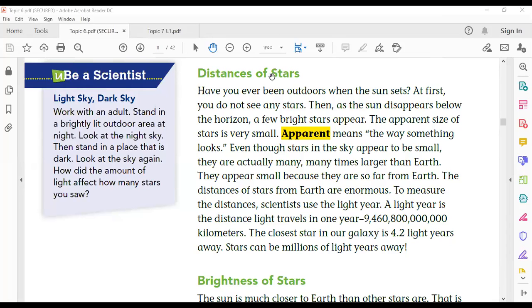Now, distances of stars. The stars are very far from us. The distances of stars from each other and from Earth are very huge. For this reason, the stars appear, or their apparent size, very small, not because they are actually small, but they are actually many, many times larger than Earth. Because they are very far, they appear small. So the stars appear small because they are so far from Earth.